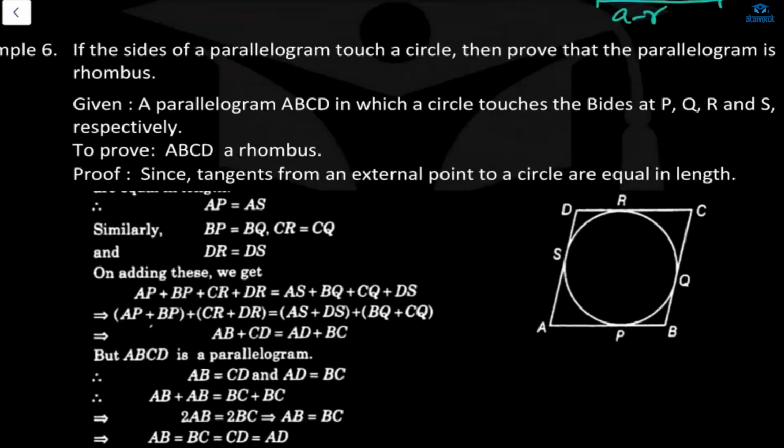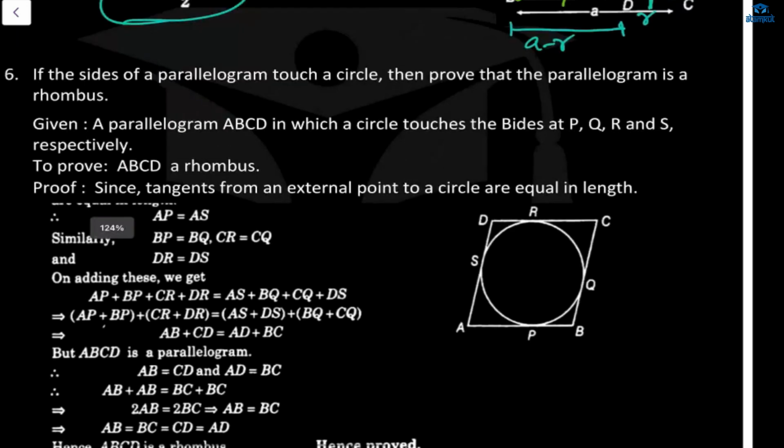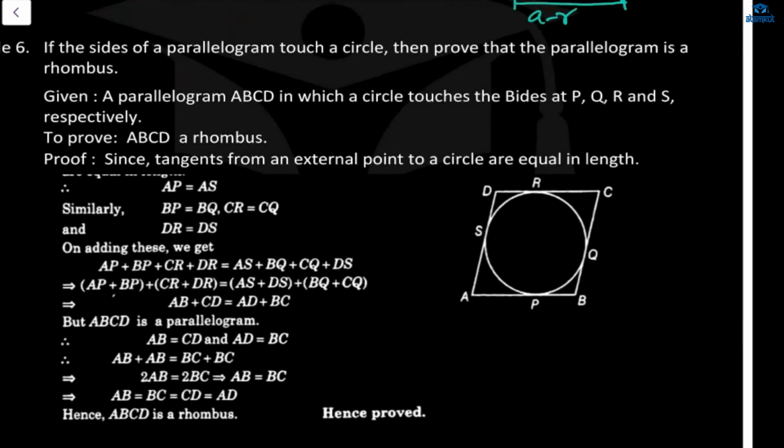Now just see here another question. If the sides of a parallelogram touch a circle, now what are the properties of a parallelogram? You must have seen in your class 9. Because right now I'm teaching them parallelogram. So what happens in a parallelogram? Opposite sides are parallel, and they are also equal. So if the sides of a parallelogram touch a circle, then prove that the parallelogram is a rhombus.